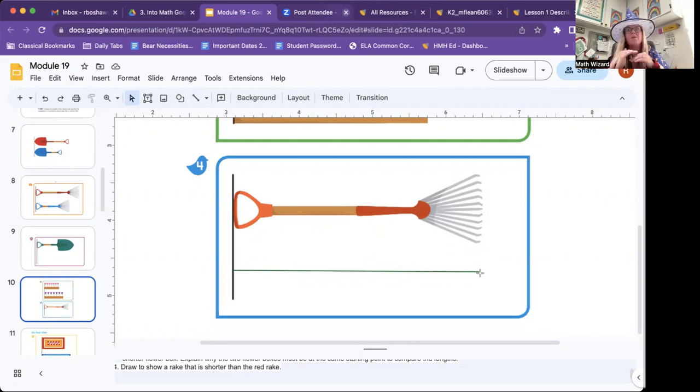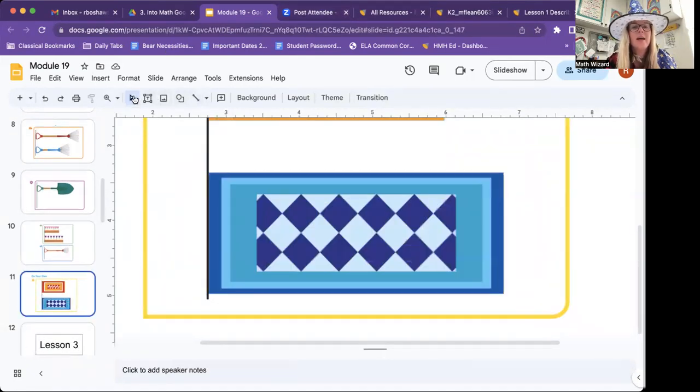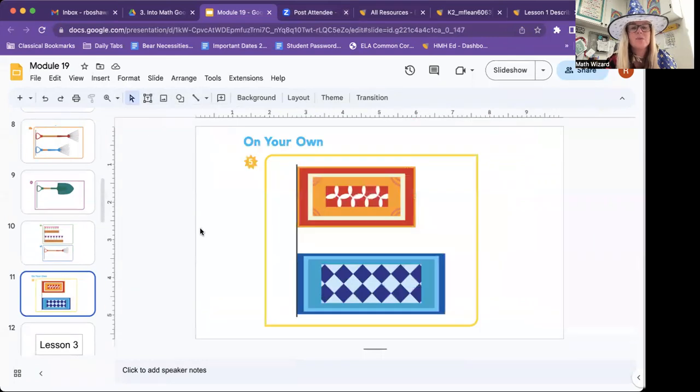Mine is equal. It's the same. Which would be shorter? Would I make it like that? Or would I do? Which one? What does shorter mean? All right. You can pause this while you do that. And we're going to go ahead and zoom out. All right, it's on your own.